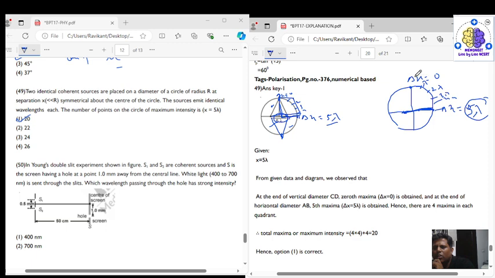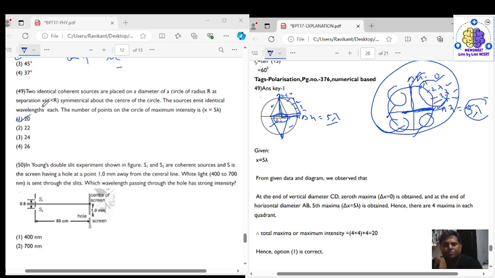It means at all these points 1, 2, 3, 4, 5, 6, all the 6 points there will be maxima. So within this quarter we have 4 maxima, again 4 maxima, again 4 maxima. Similarly we have 4 maxima. So 4 are 16, then 17, 18, 19 and 20. All together we will have 20 maxima over here. So the correct answer will be option 1, right?